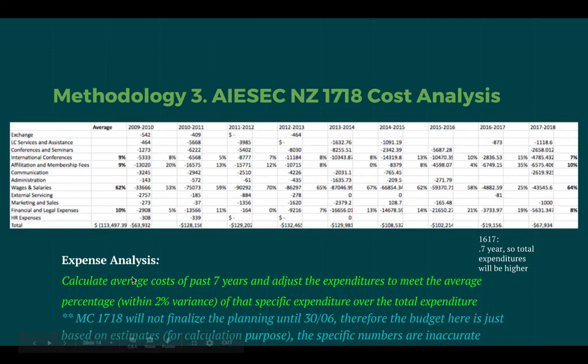But please know that MC 1718 will not finish the planning until June the 30th. So the budget here is purely estimations based on past years, for the calculation purpose. So the specific numbers are inaccurate.